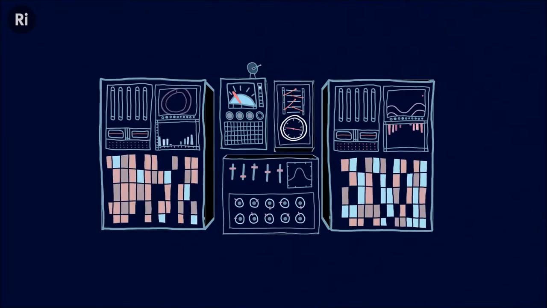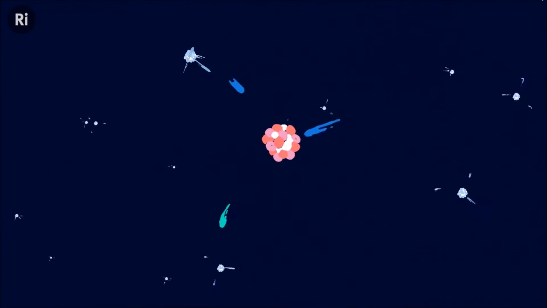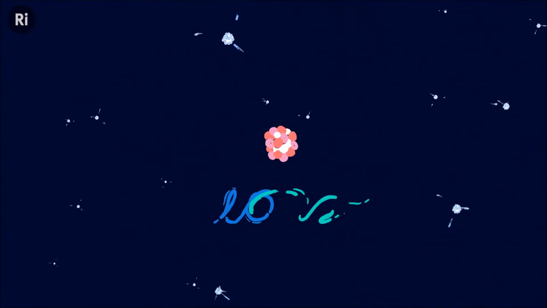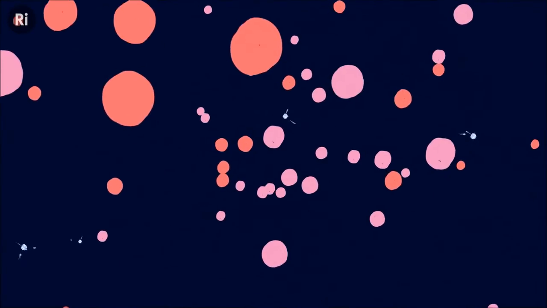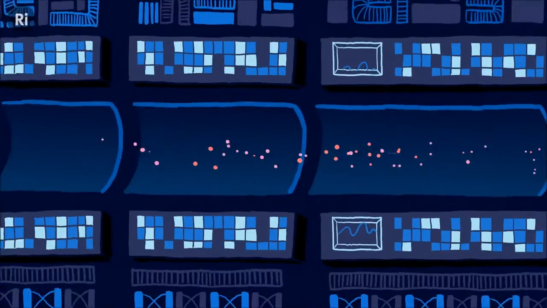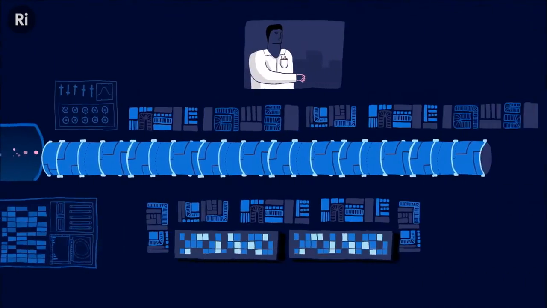A particle accelerator is a machine designed to take either atoms with the electrons stripped off, what we call ions, or the particles inside the atom themselves, so electrons or protons, and give them energy, increase their speed. The main way is using electric fields to accelerate and magnetic fields to bend and control the particles.